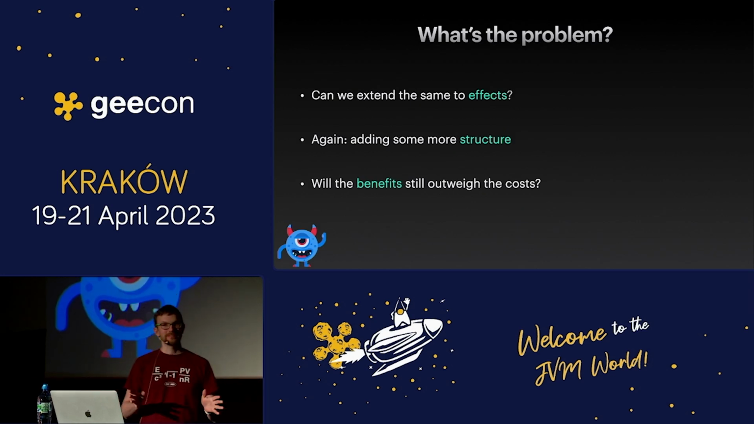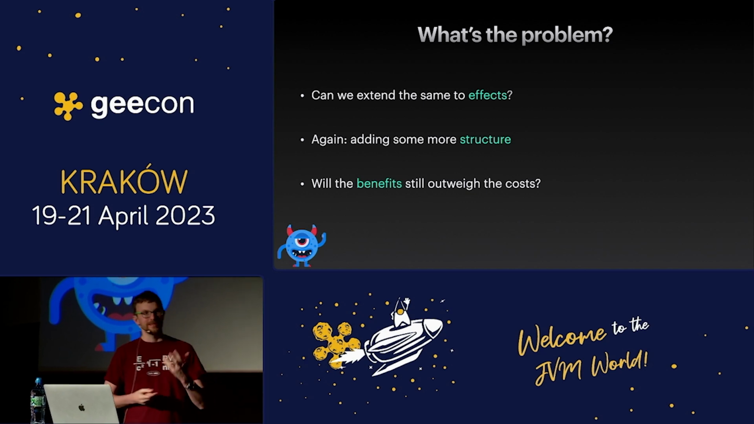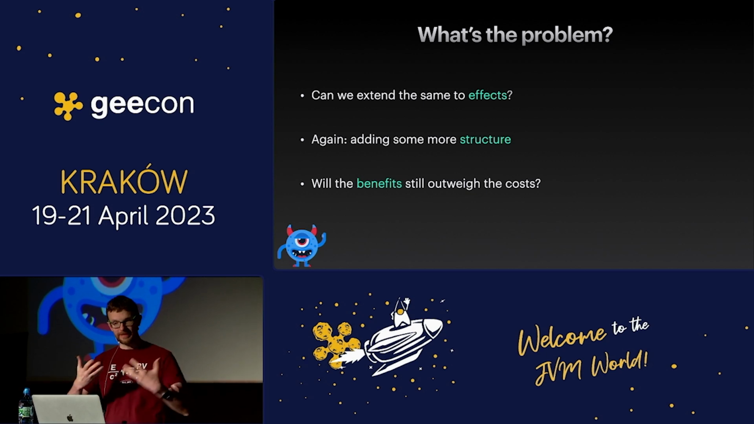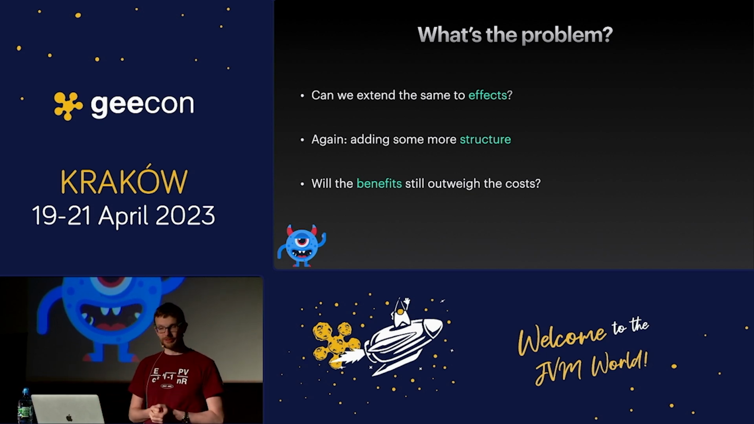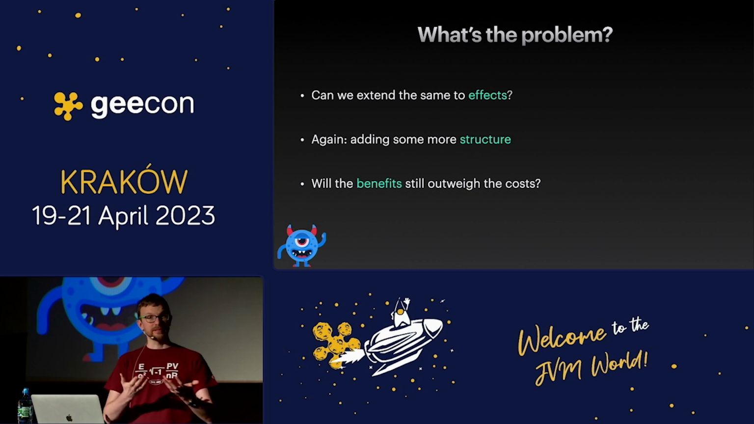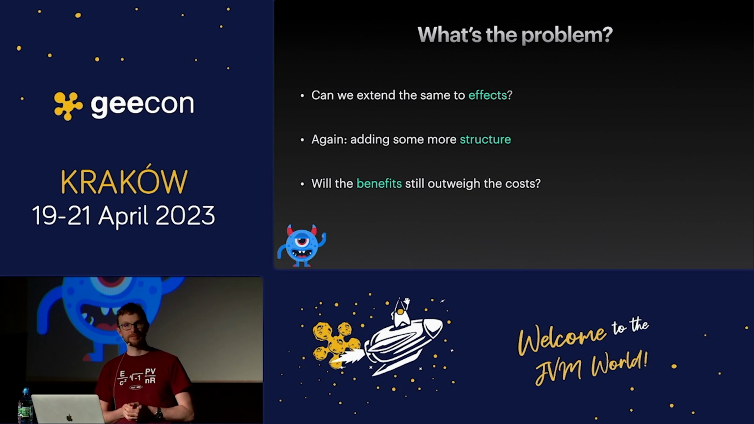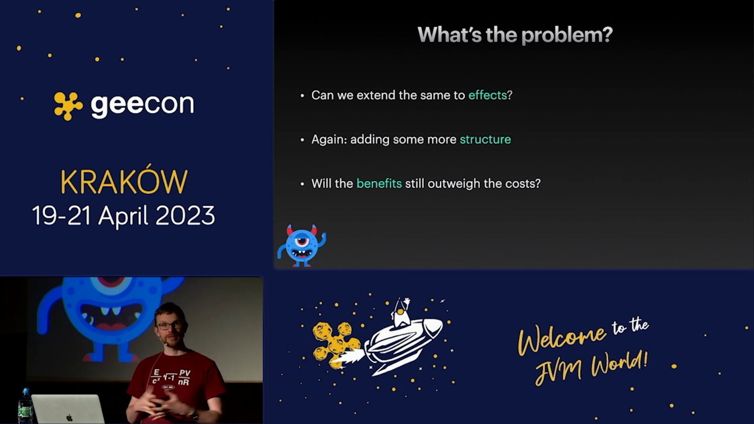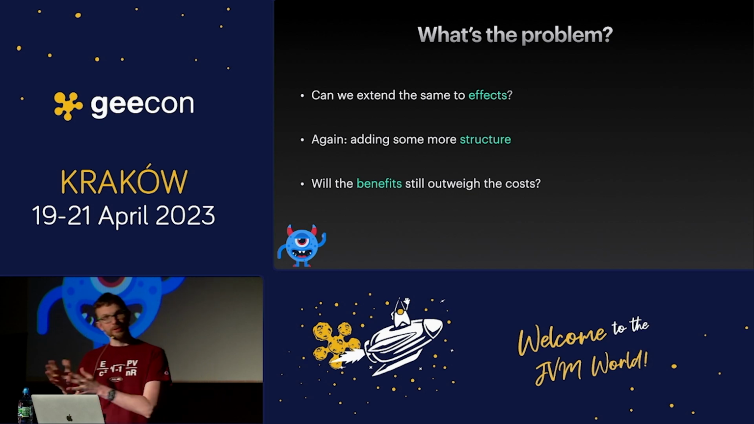Anyway, what's the problem we are trying to solve? So can we extend these benefits we get from static typing? Can we extend these benefits we get from adding some structure to our code to effects, right? And if we do that, will the benefits still outweigh the costs? Because these constraints always have some costs, right? We may add so many constraints that it's not possible to code anymore in a sane way.